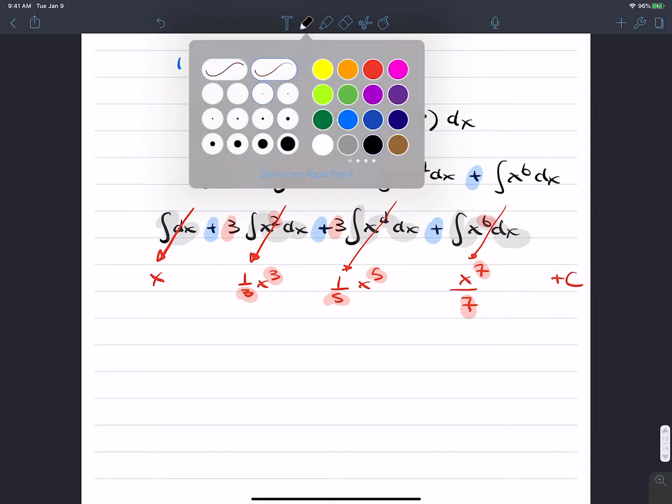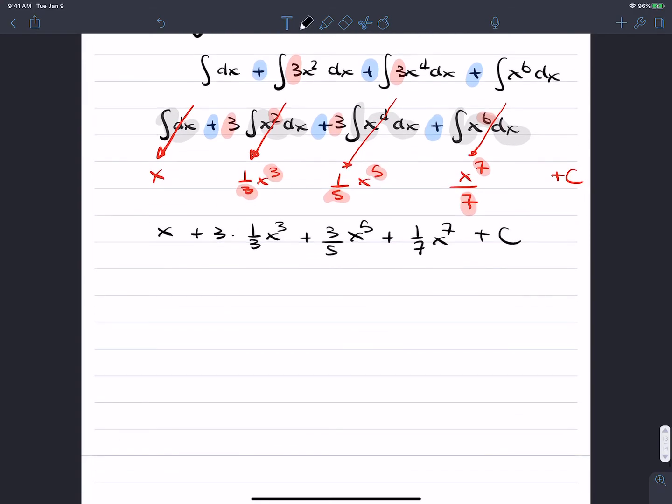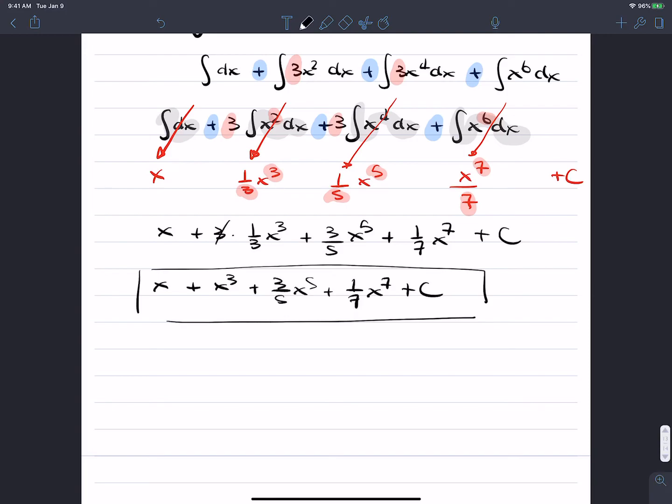But we have to put everything together here. x plus 3 times 1/3 x cubed plus 3 times, or 3 over 5, x to the fifth plus 1/7 x to the 7th plus our constant. So our final answer will be x plus x cubed plus 3/5 x to the fifth plus 1/7 x to the 7th plus your constant c. Because 3 over 3 cancels here, and that's why there's a 1 there.